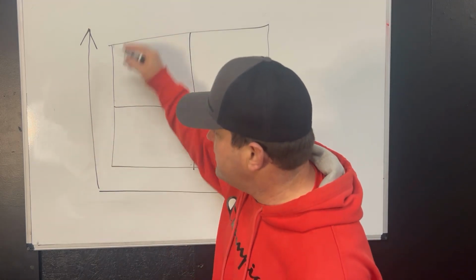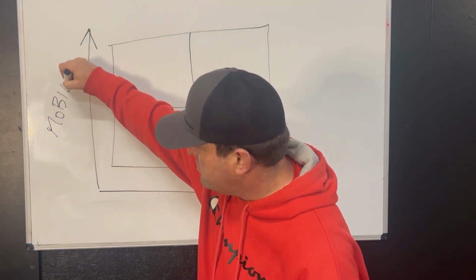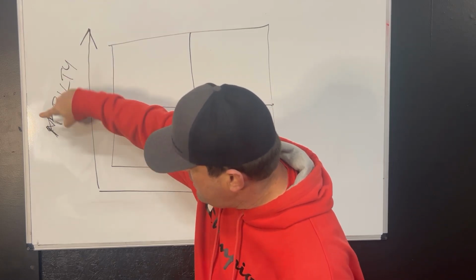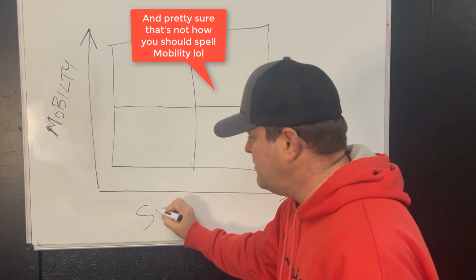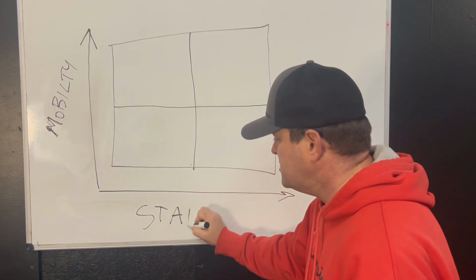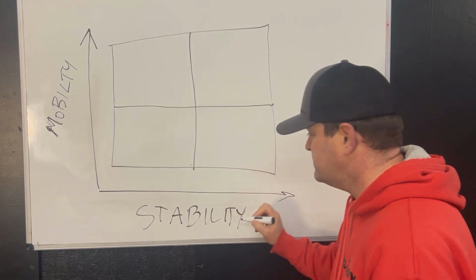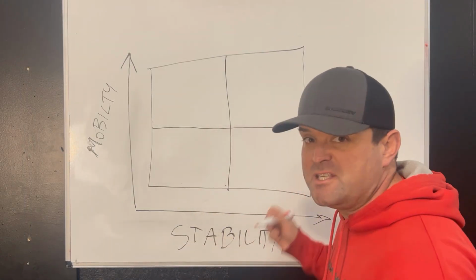So over on the left scale, we have mobility. Oh, that is horrible writing. That's supposed to be an M, mobility. Okay, and then across the bottom, we have stability. I can spell and write at the same time. So in the lower left, what we typically see are athletes like this.